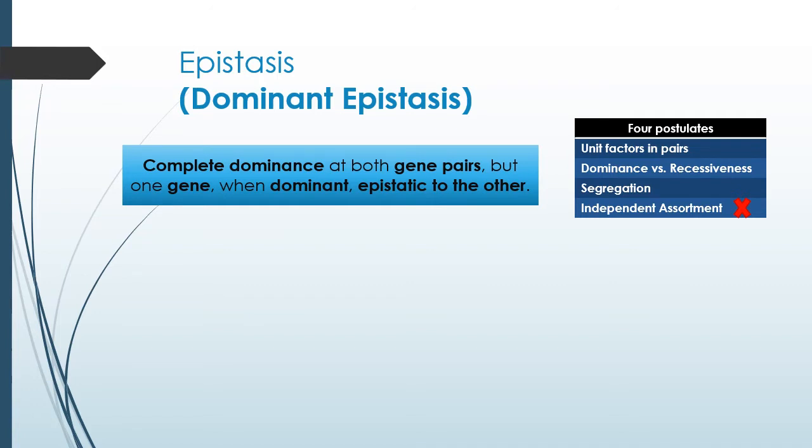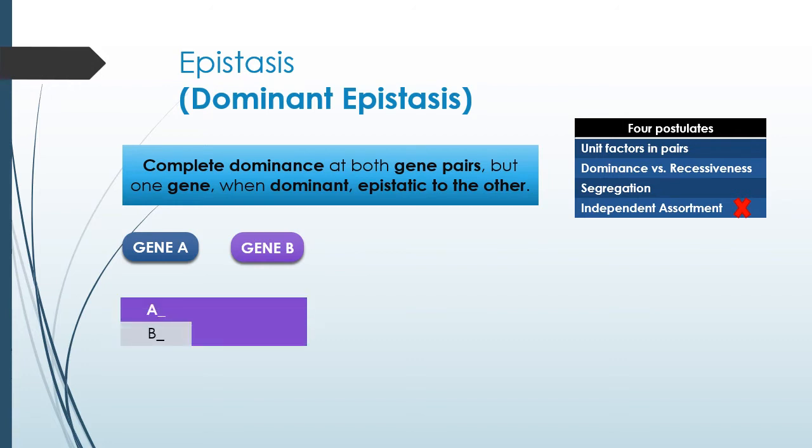The phrase gene pairs indicates that two genes, for example, gene A and gene B, are involved in this type of inheritance pattern, and there is complete dominance at both gene pairs. As shown in the illustration, even one copy of the dominant allele for gene A is enough for the trait to be expressed. The same thing is true for gene B. The presence of one copy of its dominant allele will be enough for the trait to be expressed.